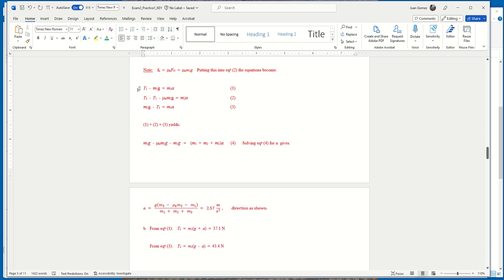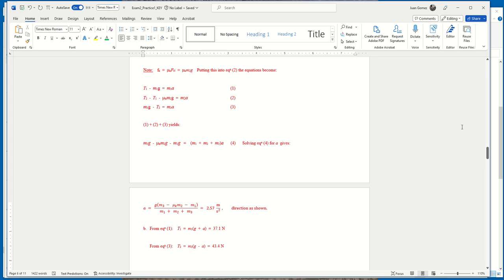From equation 1, solve for T1, and you get T1 is just M1 parentheses G plus A. I just solved equation 1 algebraically for T1. Plug in numbers, you get 37.1 newtons. Then I just solved equation 3 for T2. T2 is M3 parentheses G minus A. We know A, the acceleration from part A, and we knew the masses. Plugged in numbers, we get 43.4 newtons.